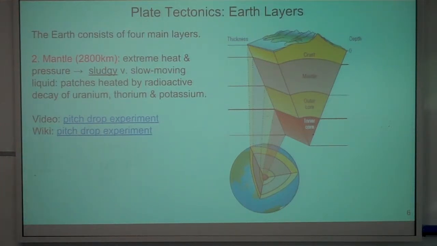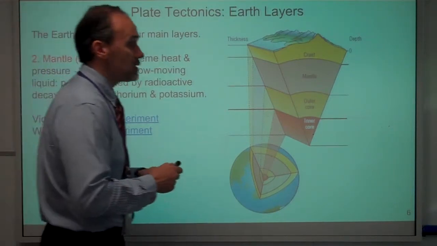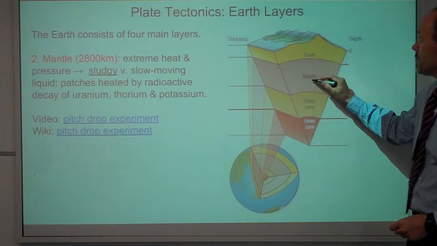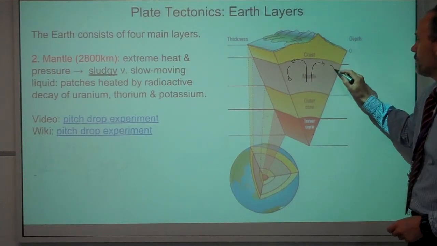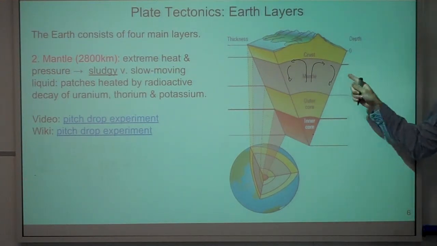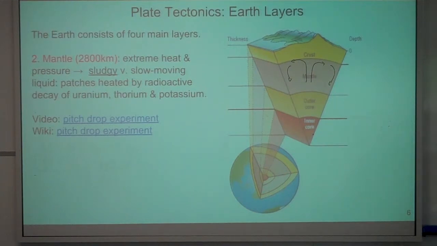The lower you go down, the hotter it gets. It's about 20 degrees per kilometre at this level in the crust. But the core is about 6,000 degrees. So, it's sludgy, slow-moving liquid. Patches heated by radioactive decay of uranium, thorium, potassium. So there's different areas of different temperatures, and that allows you to get convection currents going. It's in the mantle. Draw this in your book, that you've got convection currents going on. That's the area that is interesting for plate tectonics.